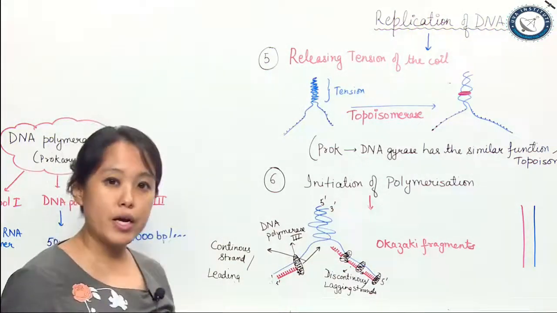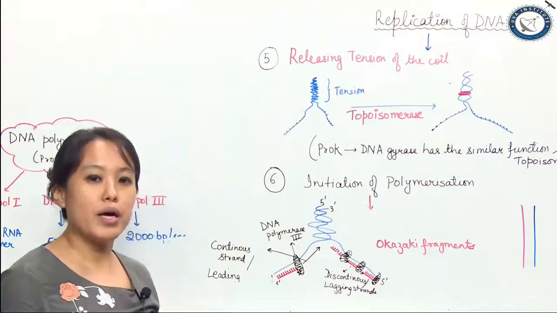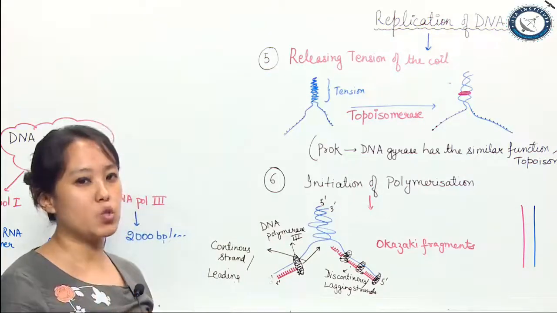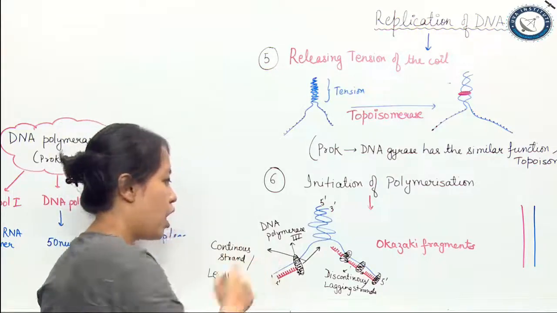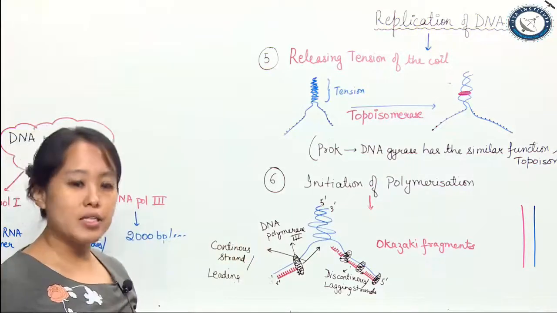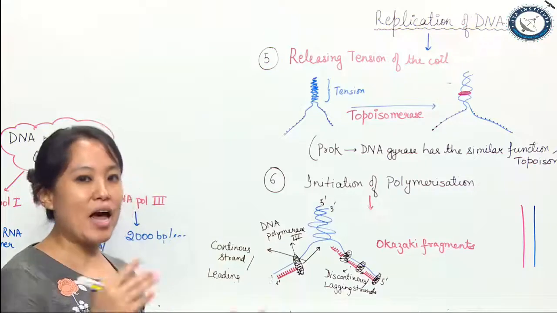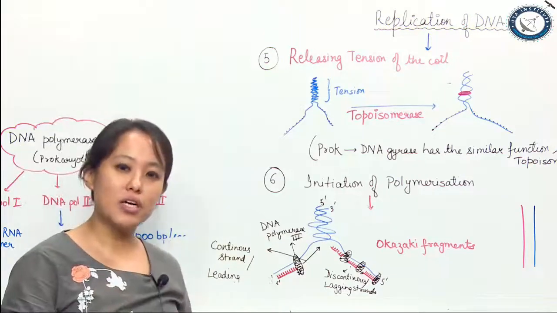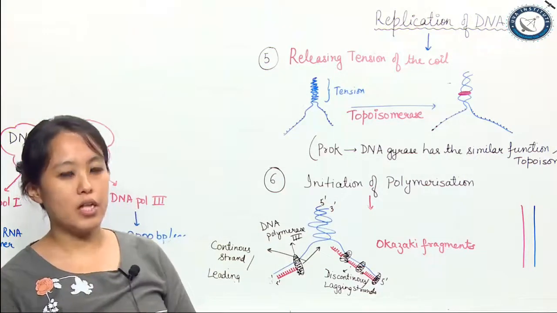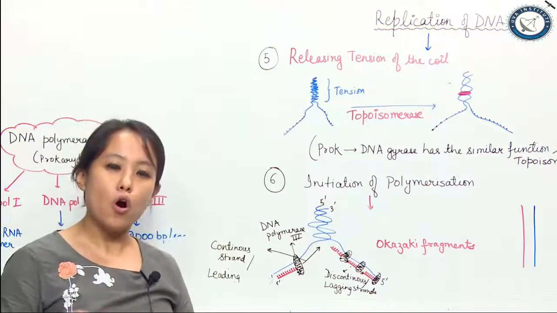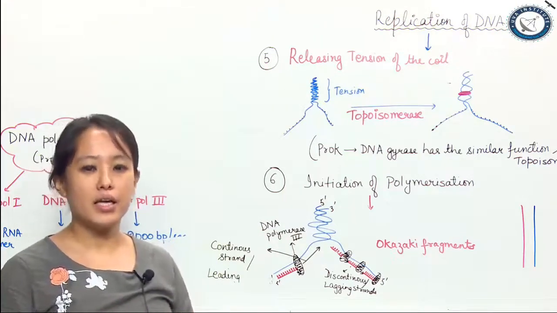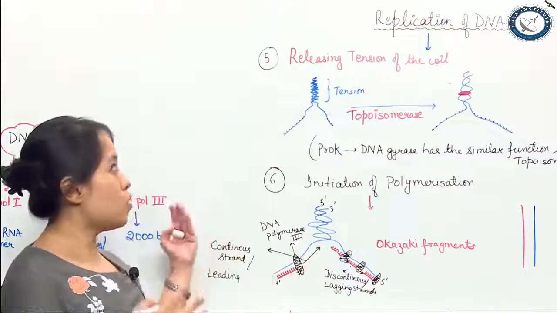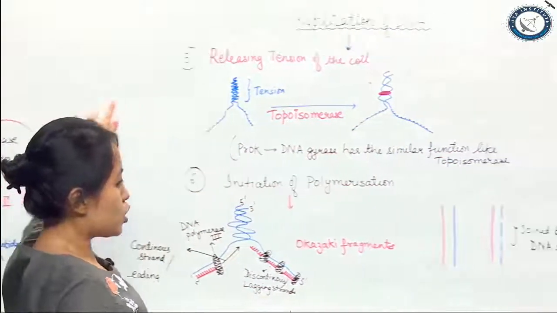So now we need to get rid of the primer. How to do that? Of course, DNA polymerase 1 will come, and DNA polymerase 1 will get rid of the RNA primer. And this is how we get the leading strand and lagging strand. And these lagging strands, which are the newly synthesized DNA in fragment form, also known as Okazaki fragments, are later joined by DNA ligase. So this is what all your replication deals with.